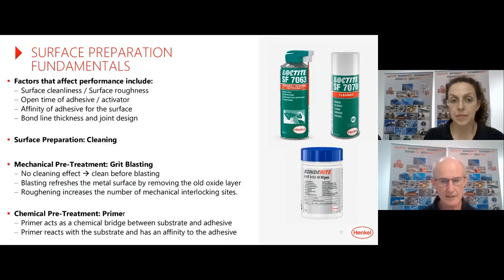So if we go to the next slide, here Henkel sell a number of different cleaners, and they come in aerosols or cans. And you would typically, for say aluminium, clean the surface, abrade it, and then clean again. Now, in some situations, we use an activator. Some of them have an on-part life or open time, so you would need to get the adhesive parts together during the open time of that adhesive system.